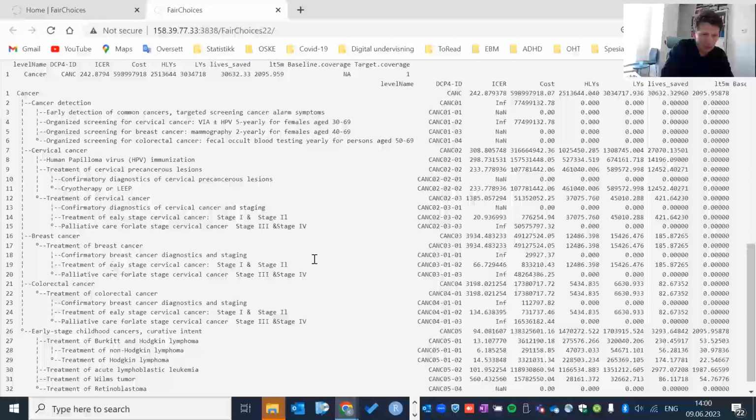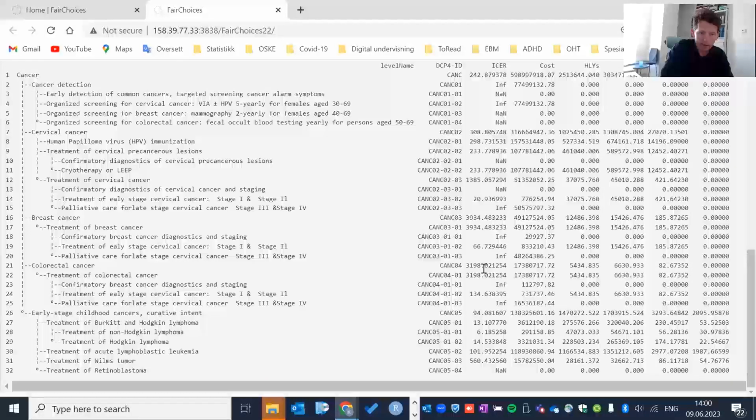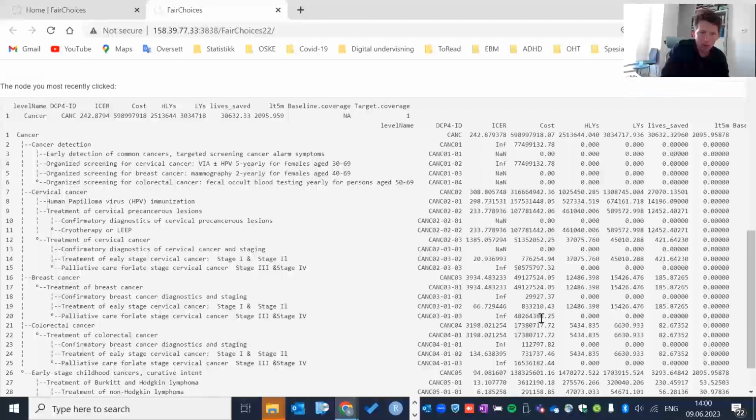Here you can see that treatment of early stage cervical cancer seems to be the most cost-effective package of the adult cancers, with $66.72 per healthy life year. But if we go to the early stage childhood cancer, this is more cost effective. The whole package has a cost effectiveness of 94, but the treatment of Burkitt and Hodgkin lymphoma and treatment of acute lymphoblastic leukemia have low ICERs, but kidney tumor or Wilms tumor has a less beneficial ICER, and it's at $560.4 per healthy life year.